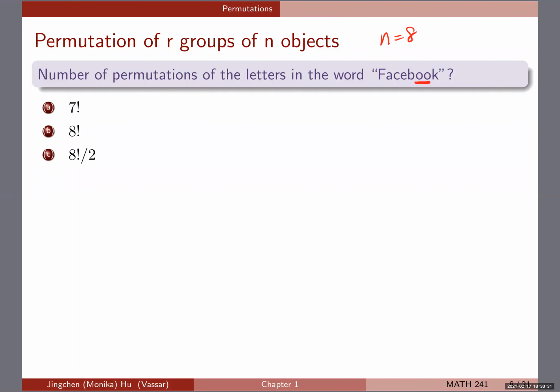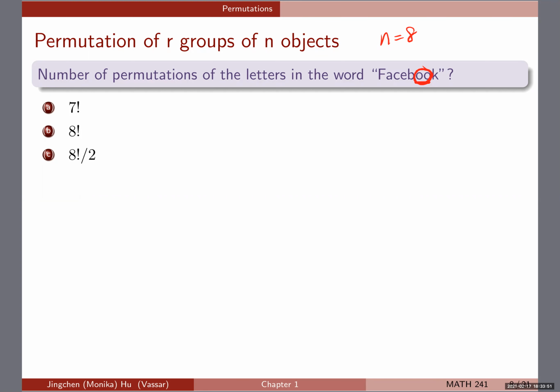8 factorial gives us the number of permutations if all the letters are distinct from each other. And then we have a duplicate of 2 O's here, meaning that if I spell Facebook like this, or if I spell Facebook again, just switching the order of the 2 O's, it's exactly the same word, right?